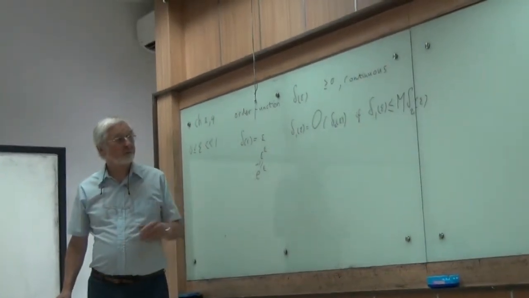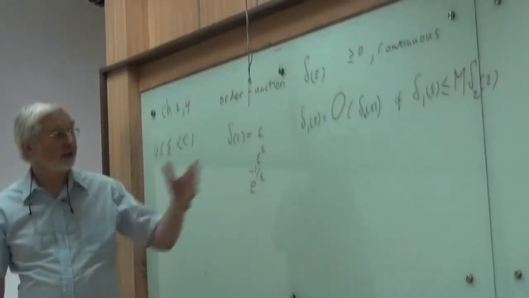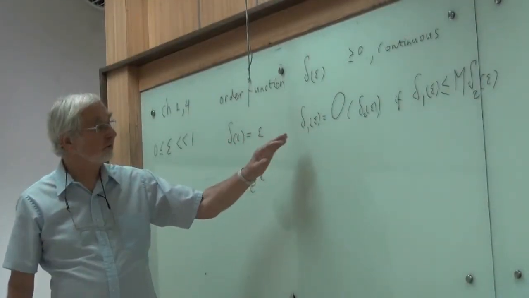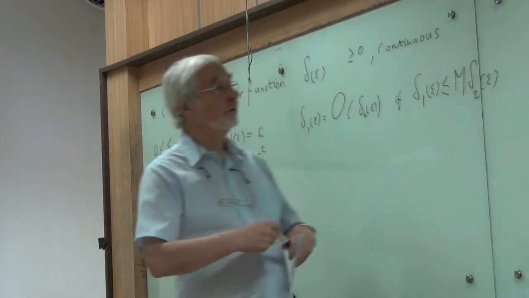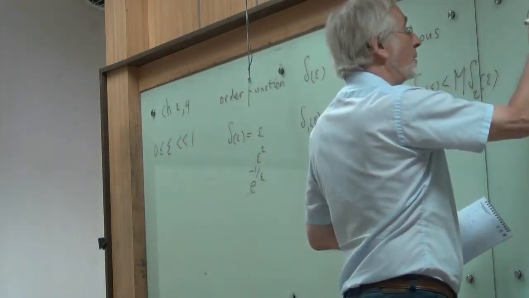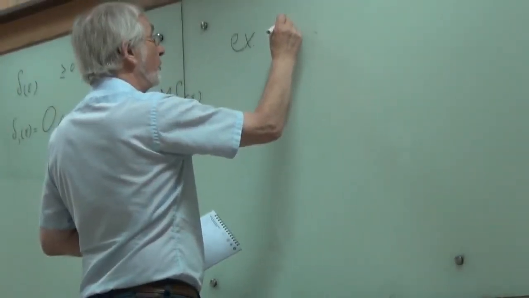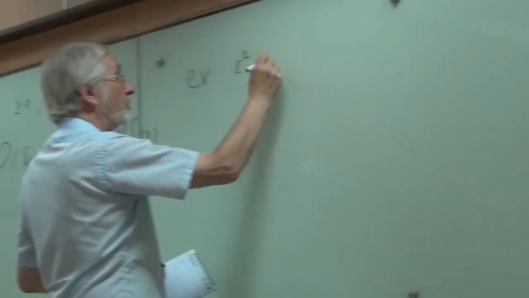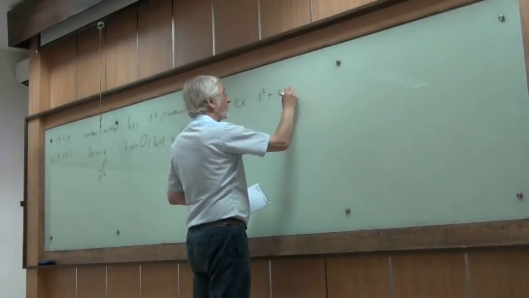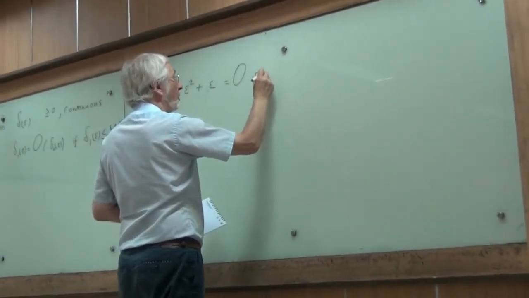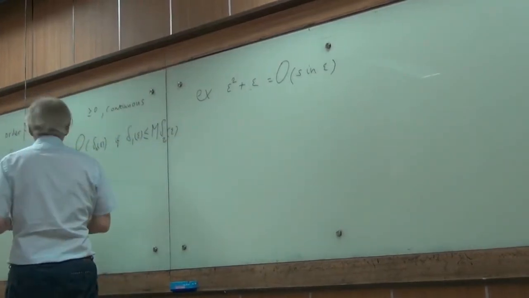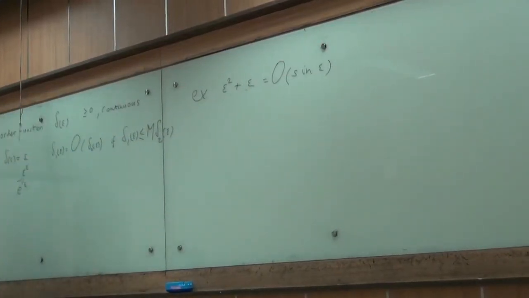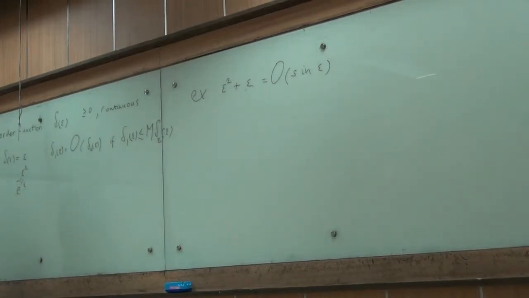So if I have this, what I say is this is about roughly the size. Example. Say epsilon squared plus epsilon is small o of sinus epsilon. You have to think about that. It's important to realize whether this is true or not.